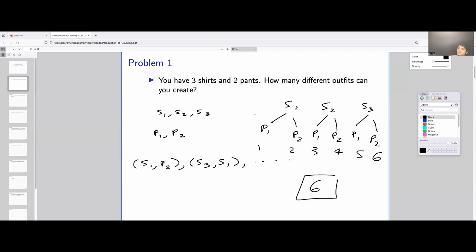As we can see, we pretty much multiplied 3 and 2. This is an example of us using the multiplicative principle. If we wanted, we could have just done 3 times 2 and we would have gotten 6.